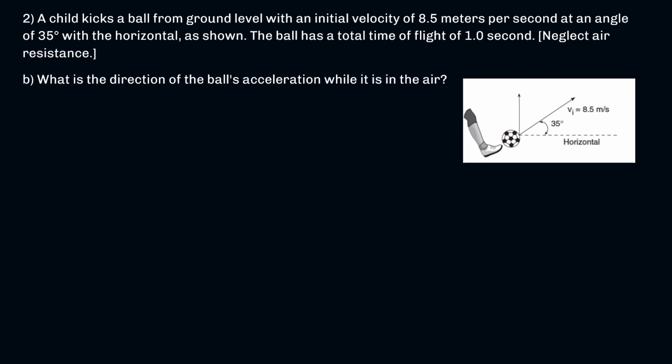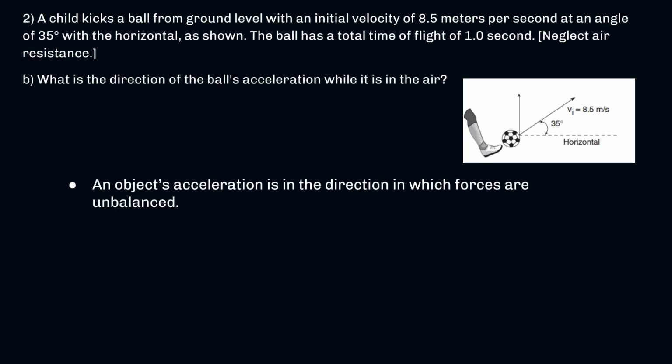So for this, we know that in forces, acceleration is in the direction in which forces are unbalanced. So how I'm going to start off this explanation is with that fact of physics. That is my evidence here: an object's acceleration is in the direction in which forces are unbalanced. That's again my evidence, or my fact of physics.